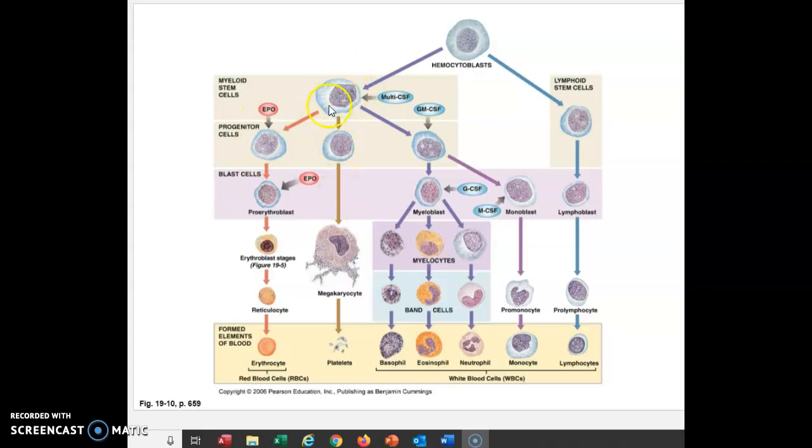Now notice this route was exposed to multi-colony stimulating factor, but it was not exposed to erythropoietin or granulocyte monocyte colony stimulating factor. Okay, we'll come back to this path in a minute.